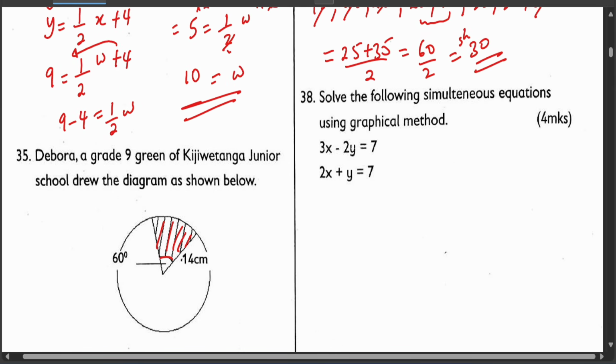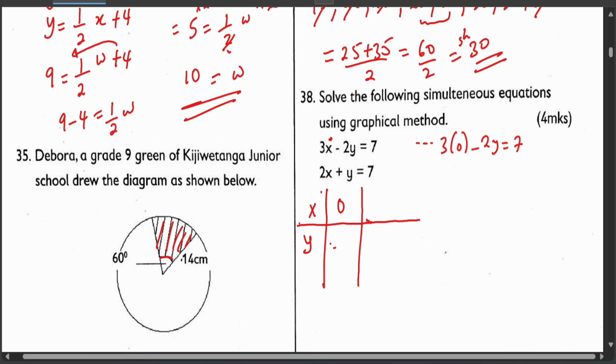So for question 38, solve the following simultaneous equations using the graphical method. You will make your x and y coordinates. For the first one, if your x is 0, what will be your y? In the first equation, 3 times 0 minus 2y equals 7. No, I won't use 0 because it will give me a decimal. So use an x value which won't give you any decimal.